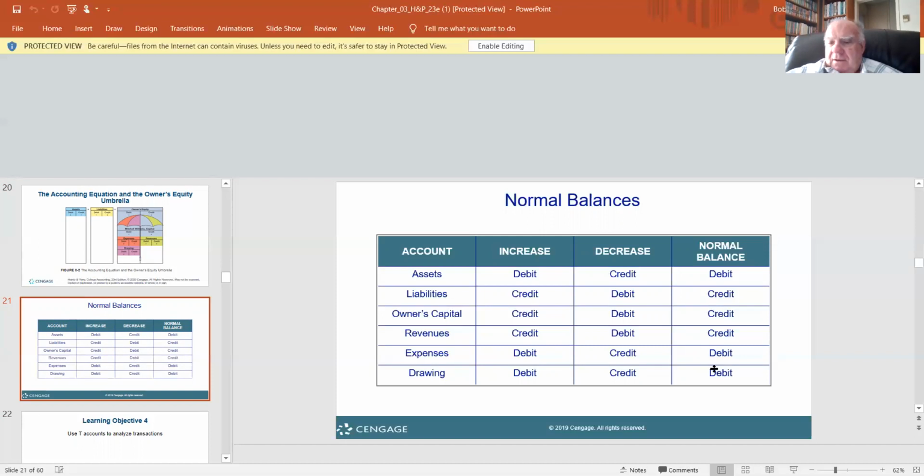And then again, the outlier is the drawing, the contra. The drawing is a part of the capital, but it's isolated because we don't want to present the owner's business anywhere in our capital number. So these are the 6 things. When I say you have to memorize debits and credits, these are the 6 things. Assets, liabilities, owner's capital, revenues, expenses, drawing.